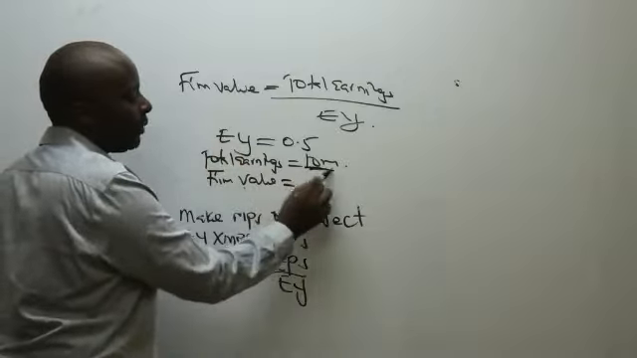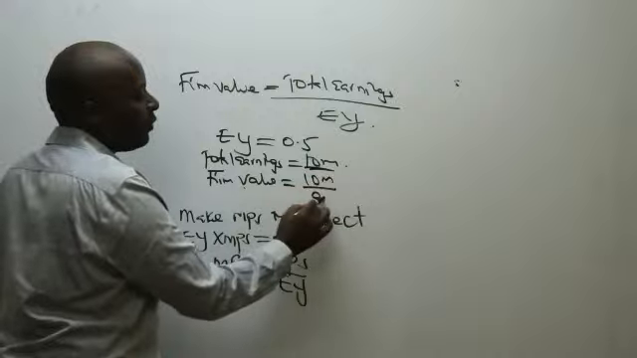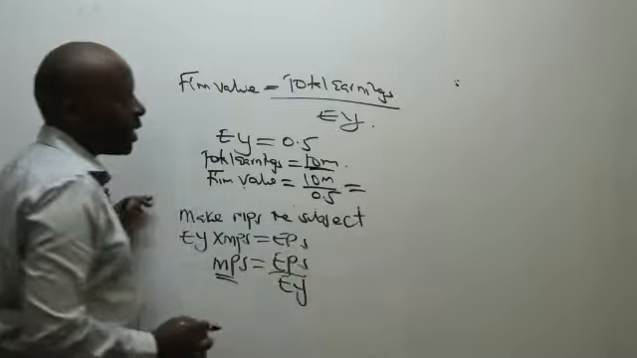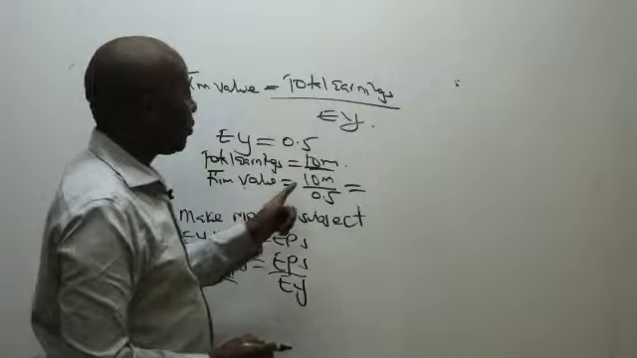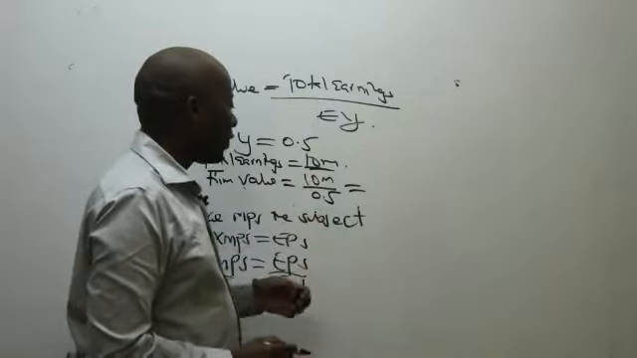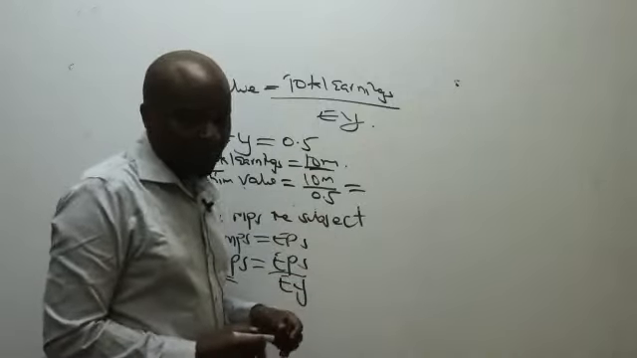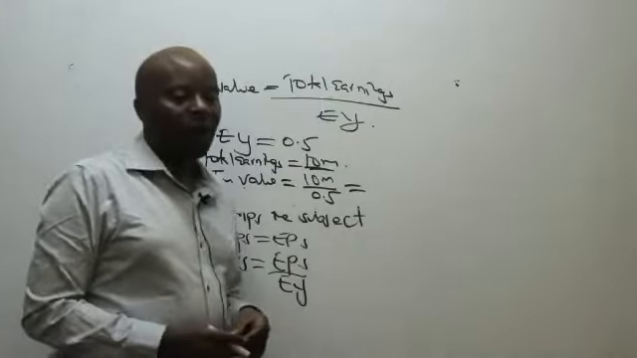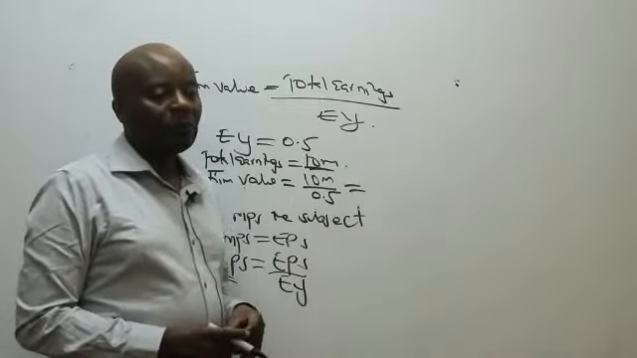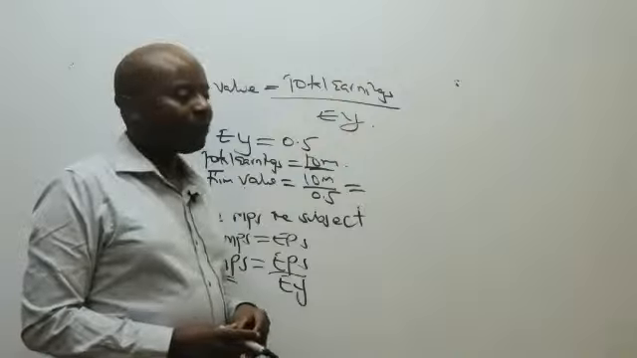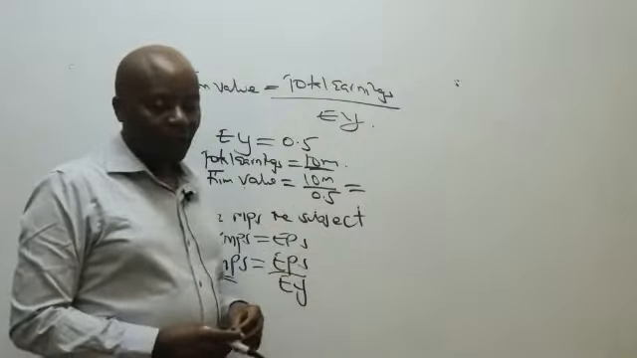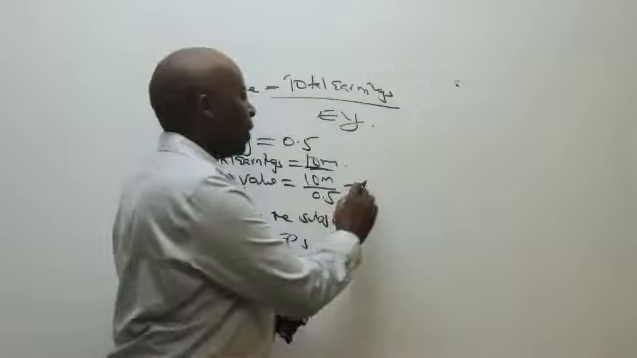So I'll take the 10 million total earnings given, divided by the earnings yield, which is 0.5. And then, ladies and gentlemen, in this case I should be able to talk of 10 over 0.5. This gives me how much? Somebody. 10 over 0.5 will give me 20 million.